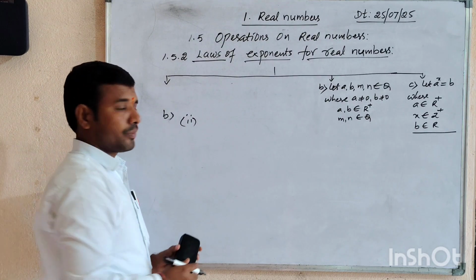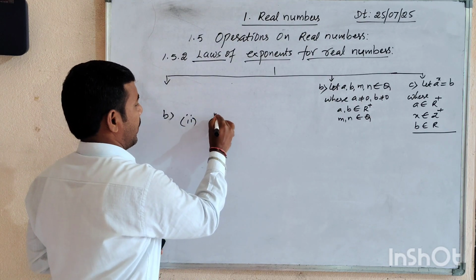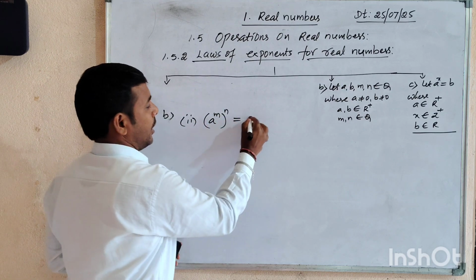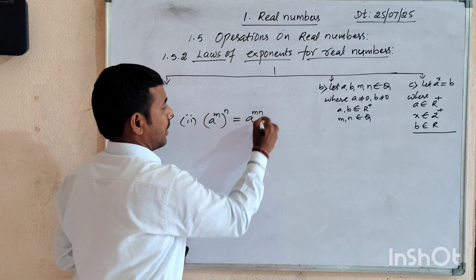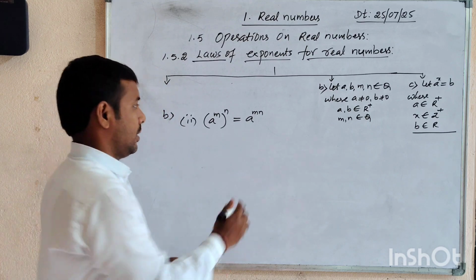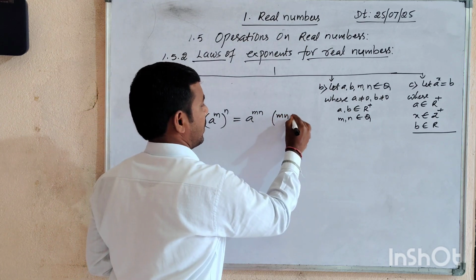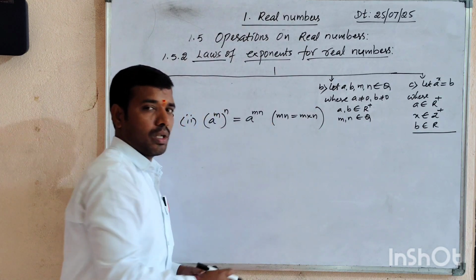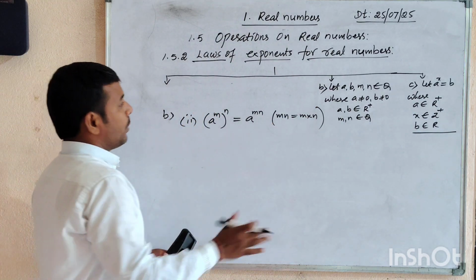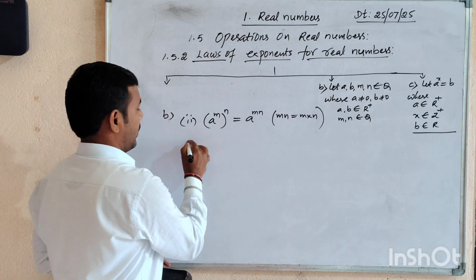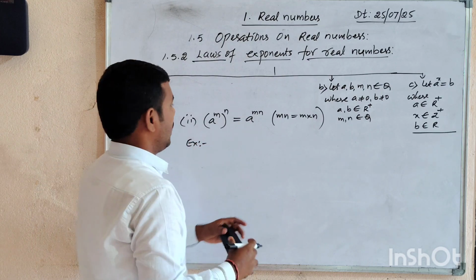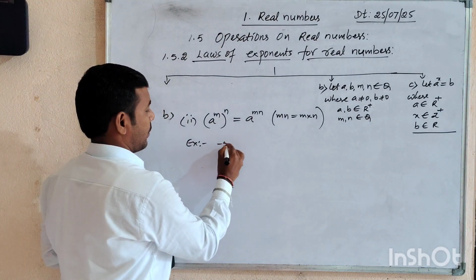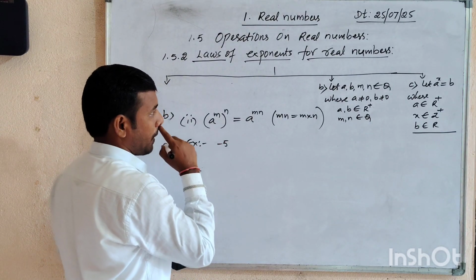What is the second? Now, (a^m)^n. The answer is a^(m into n). mn indicates m into n. See, I am writing. Instead of m into n, we can write mn. One problem. Example: the base must be a positive real number, right? Let us see. Minus 5 is a positive real number.